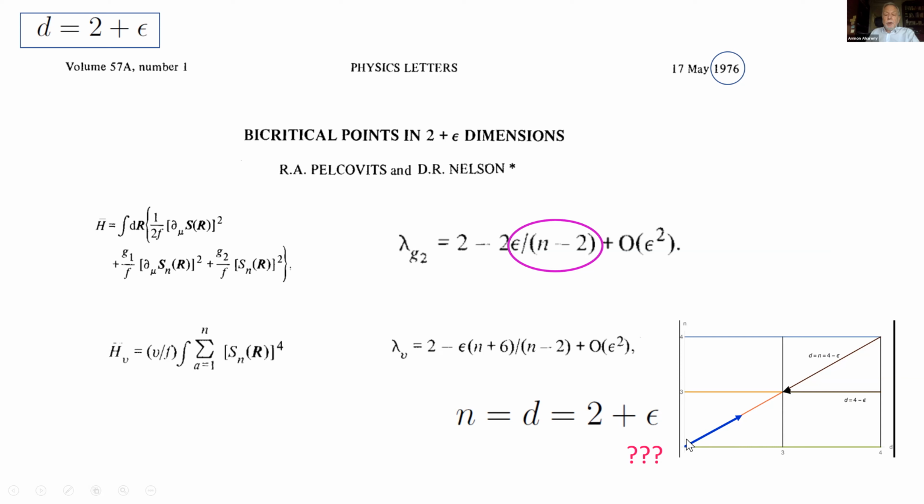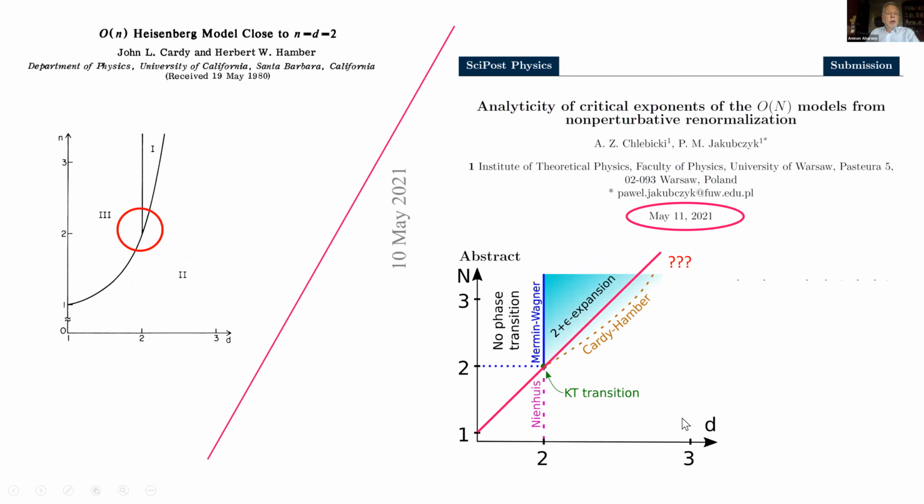The behavior near the point n equals 2, d equals 2 has been in the literature for a long time. In 1980, Cardy and Hamber discussed the vicinity of that point and found regions in the n-d plane where there may be problems. And here is a paper from the arXiv of last week, May 11, 2021, by these Polish people. In fact, I wrote to Cardy about his paper, and he said, ignore my paper, it is wrong. These Poles have solved the problem better. These authors then discussed what happens around the n equals 2, d equals 2 point, which is the Kosterlitz-Thouless transition.